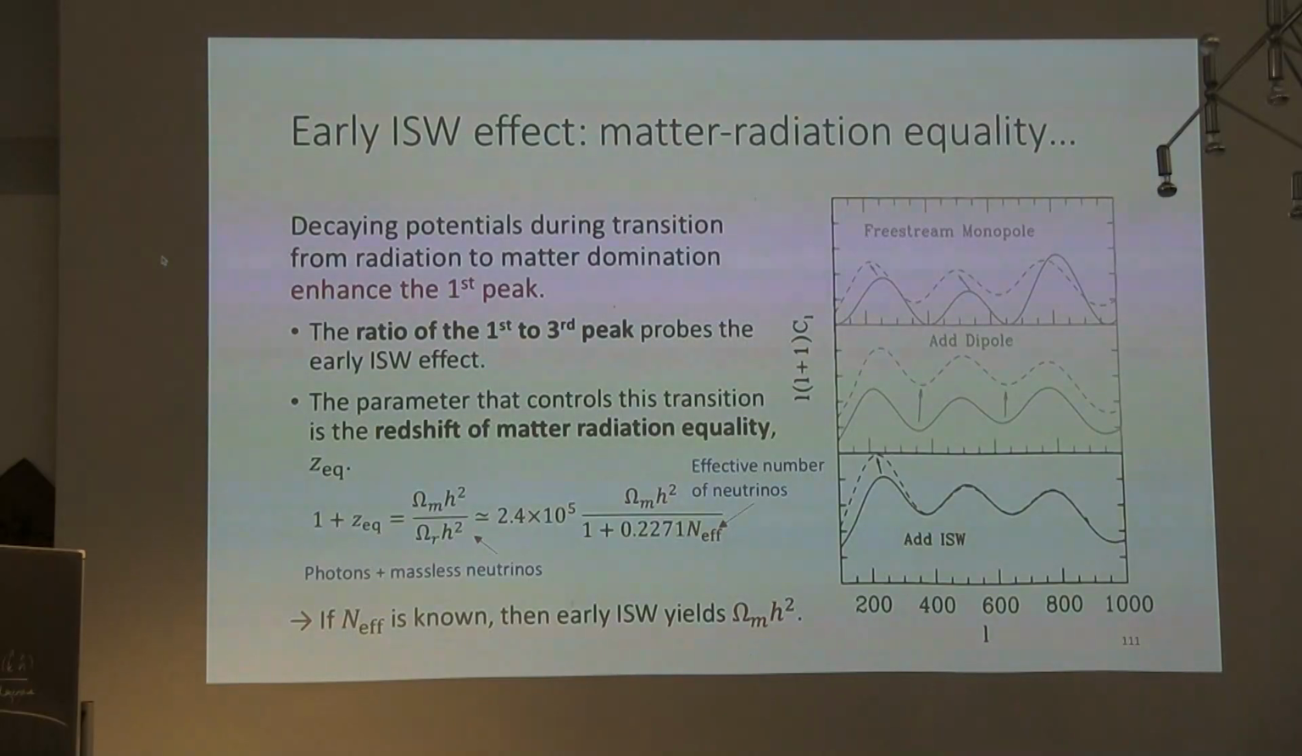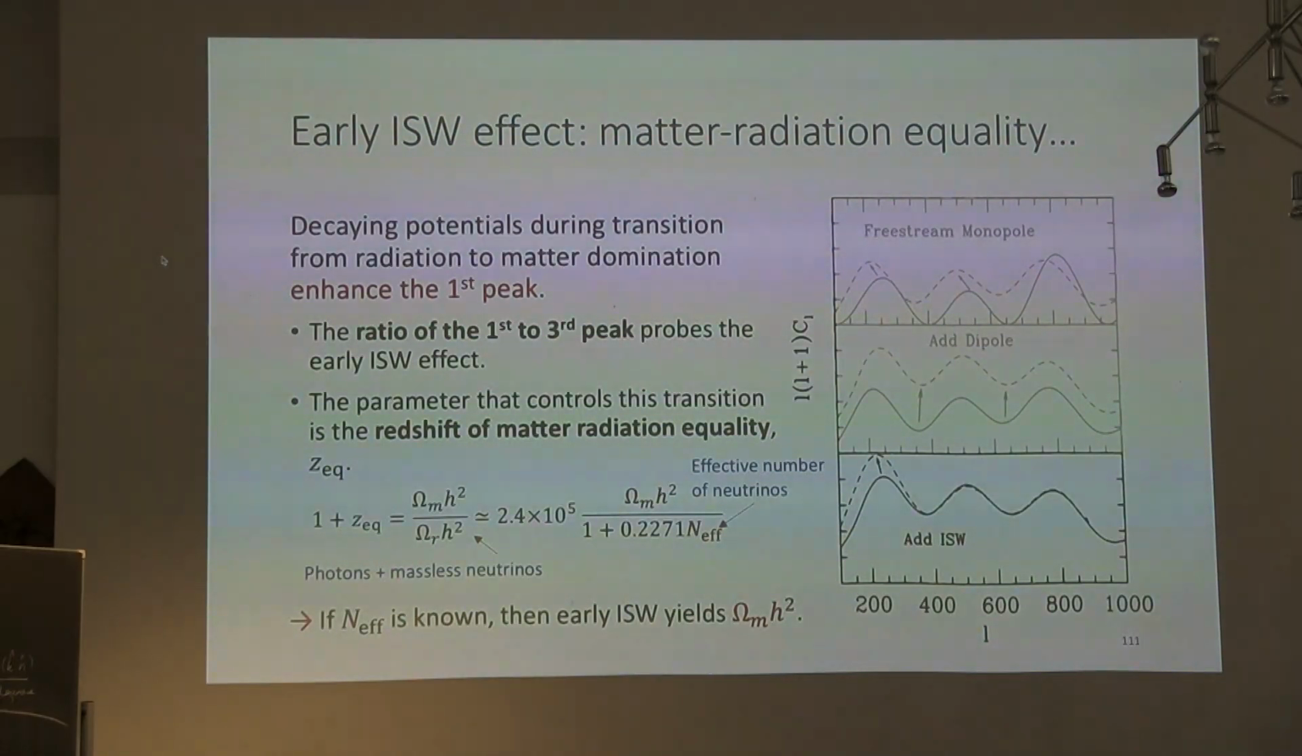As I said earlier, the ISW effect has to do with changing potentials, and you only see that during the transition from radiation domination to matter domination, which basically makes its appearance around here, around the first peak. You also have a late ISW effect, which is at a much lower multipole.